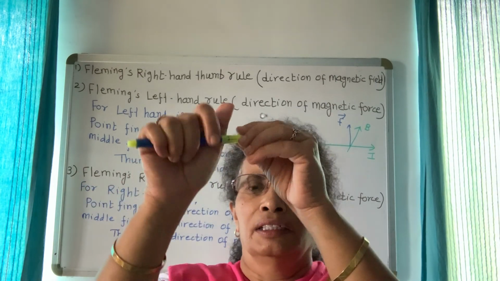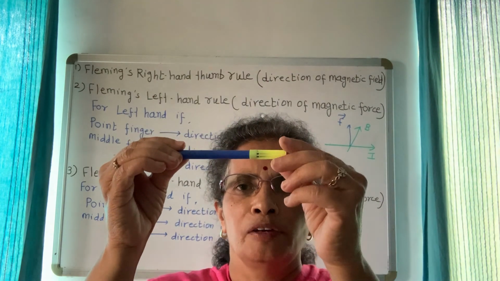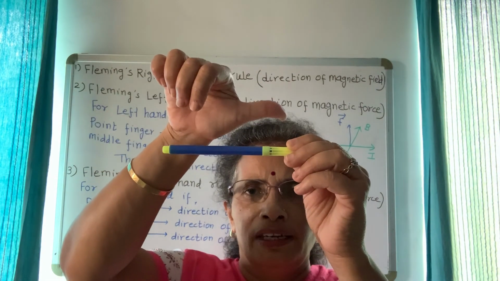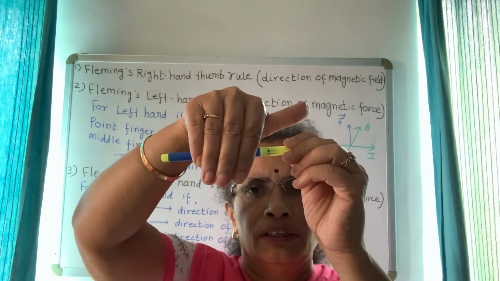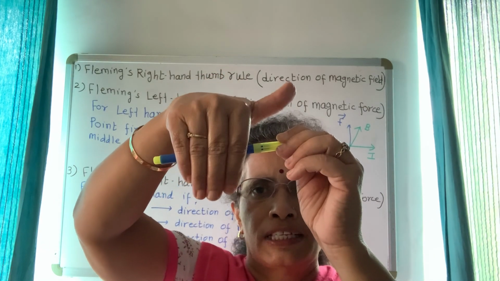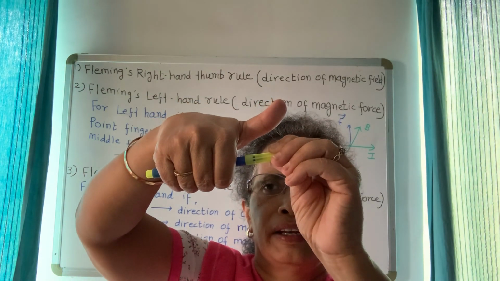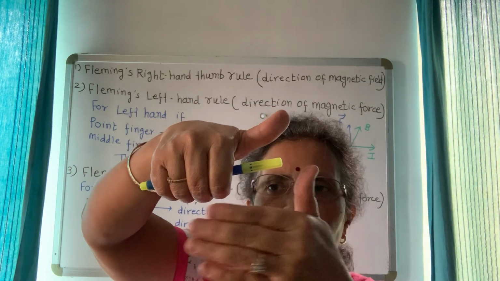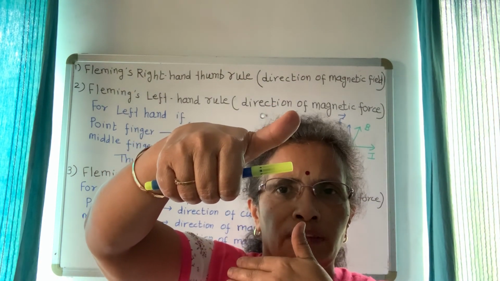This way, if the current is passing in this direction, then you have to hold the conductor in such a way that the thumb represents the direction of the current. Then your four fingers, curled, give the direction of the magnetic field. So these curled fingers are coming out, so the direction of the magnetic field is outward. So this is a simple way.